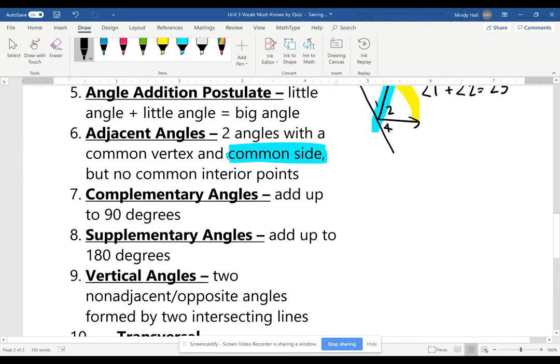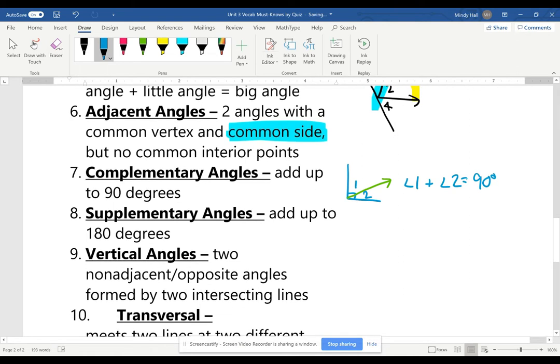Remember, complementary angles add up to exactly 90 degrees, so you'd have your 90-degree angle, but then it'd be cut in some way, shape, or form. So then you would have angle 1 plus angle 2 equals 90 degrees. Oops. That was sloppy handwriting.